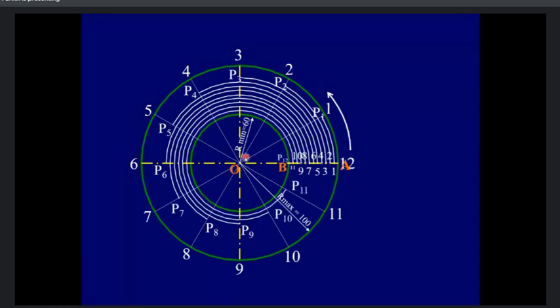And finally, the 12th position, P12, will be exactly coinciding with the point B. Now connect all these with a smooth curve. The red curve which you are seeing here is nothing but an Archimedean spiral, showing the different positions of the point P relative to the position of this link OA.